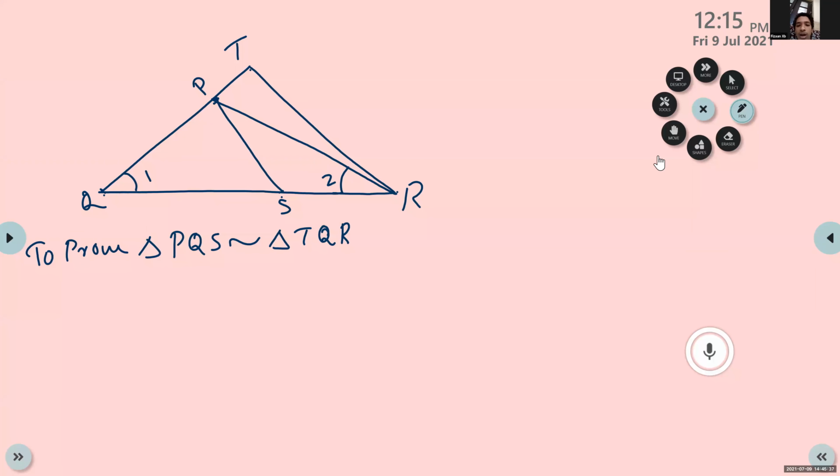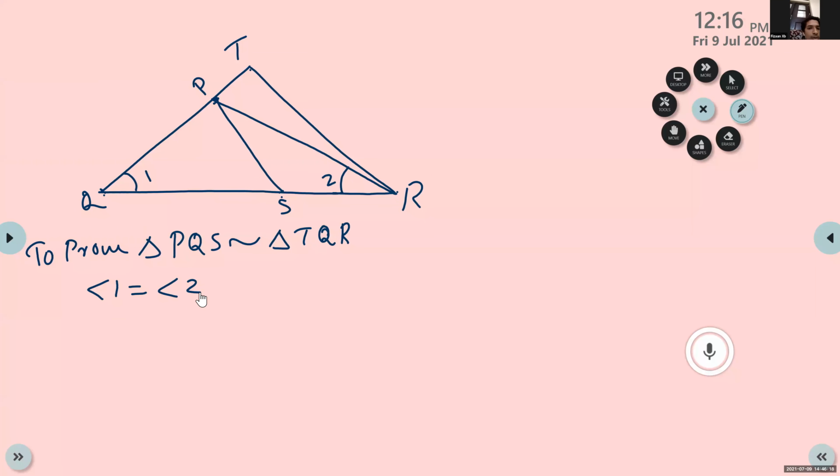Angle 1, angle Q and angle R. Which angle? Angle R and angle Q, are they equal? What is given in the question? They are given angle 1 and angle 2 are equal. It is given. Angle 1 equal to angle 2. Yes, ma'am, in the question it is given.